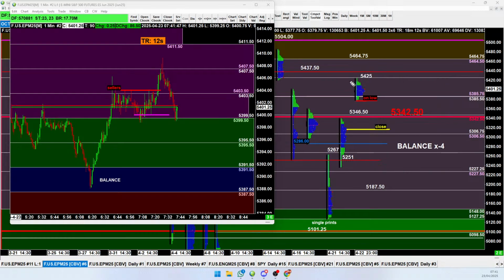Now, if inventory is long and you don't get that move lower, what does that tell you? Inventory 100% long means that every single trade is above yesterday's close. Very, very simple, Luke. Very simple.